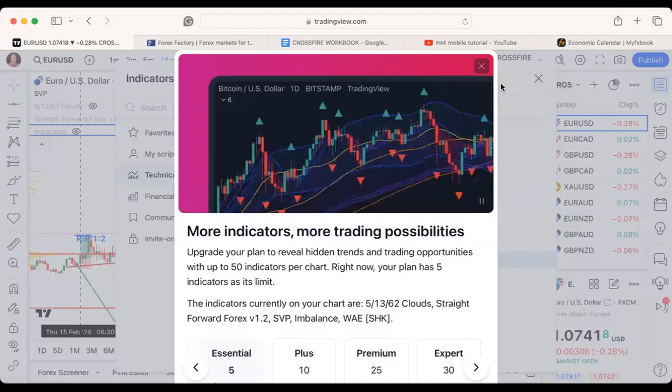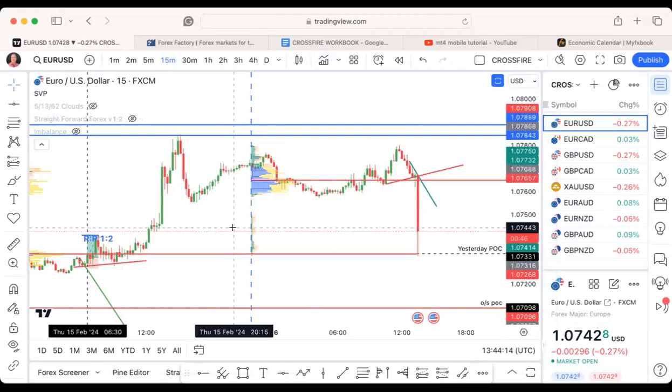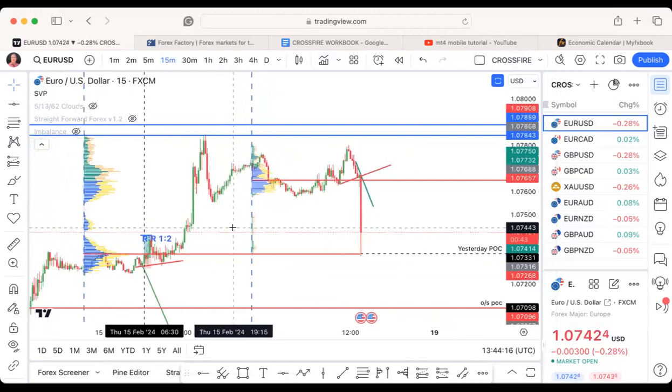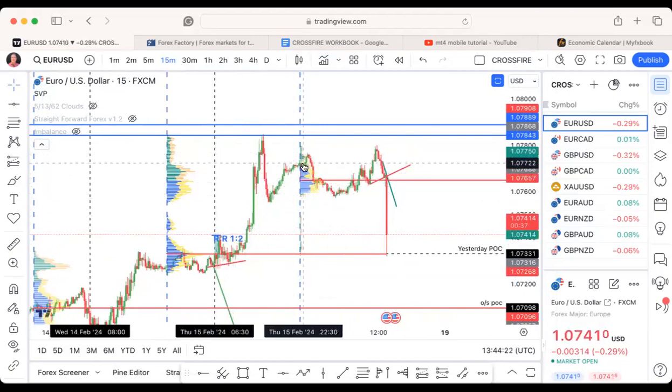And it's telling me I've got too many indicators, but I haven't, so there we go. So session volume profile gives you a volume profile for each trading session. So this is the beginning of the Asian session this morning.